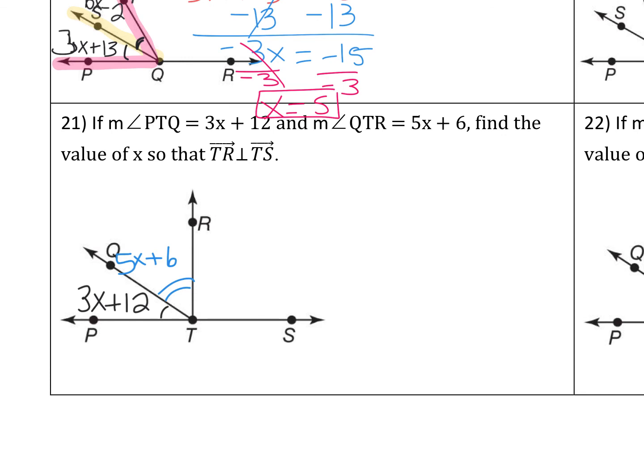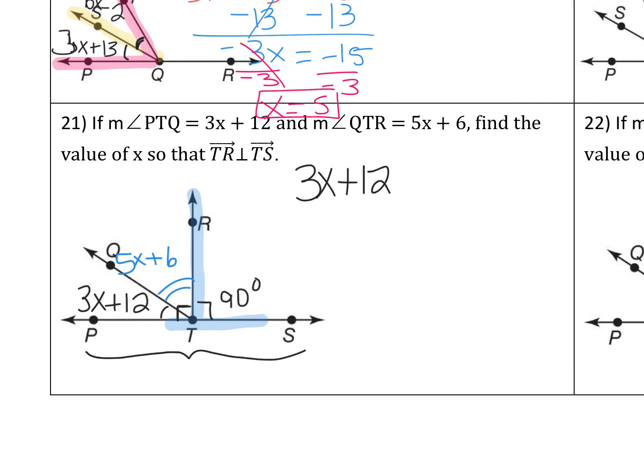Find the value of x so that TR is perpendicular to TS. What does it mean to be perpendicular? That means that this equals 90 degrees. And guys, since this right here is a straight line, 180, if this piece equals 90, that means all of this right here equals 90. Okay? So if I add the two angles that it gave me, those two angles make a right angle. So we're going to set this equal to 90. Combine like terms.